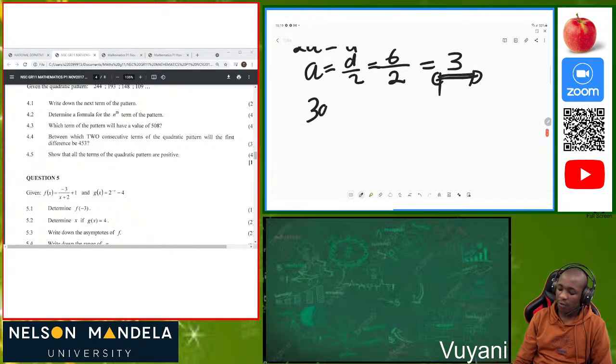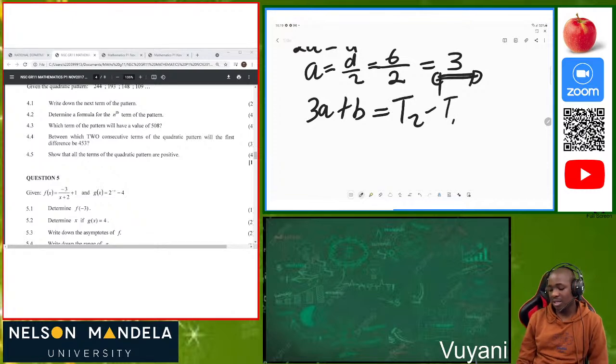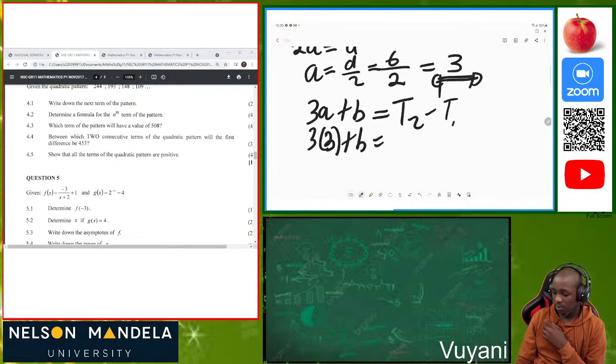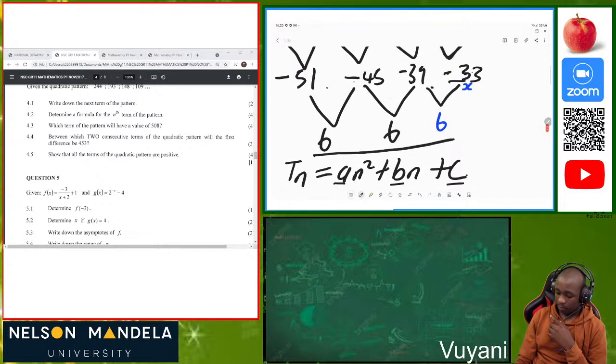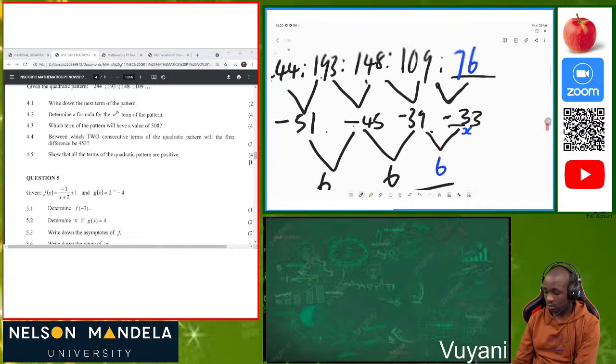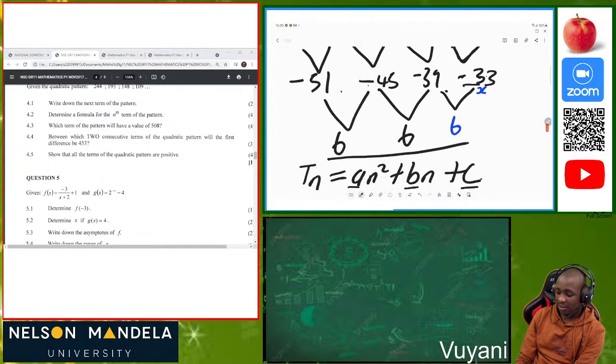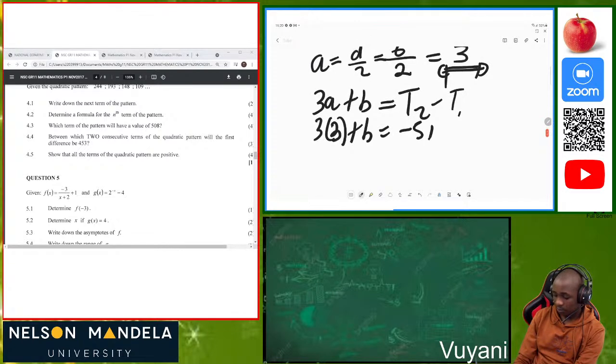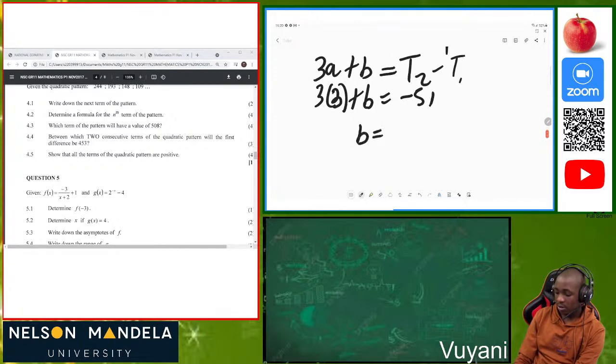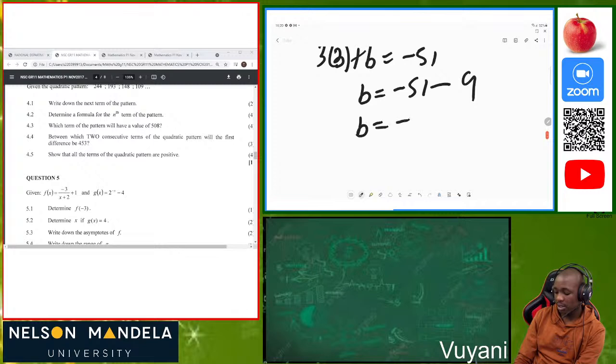Now we want the value of b, and we know that in order to find the value of b, we use this equation: 3a plus b is equal to term 2 minus term 1. We have already calculated the value of a to be 3, so where we see a, we replace it by 3 plus b. And what is term 2 minus term 1? We get negative 51. Then our b will be equal to negative 51 minus 9, because this is positive 9. Then your b will be equal to negative 60. Easy.